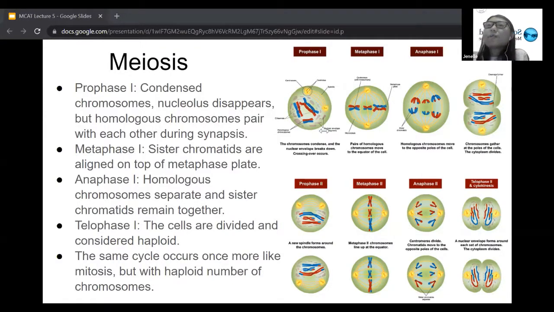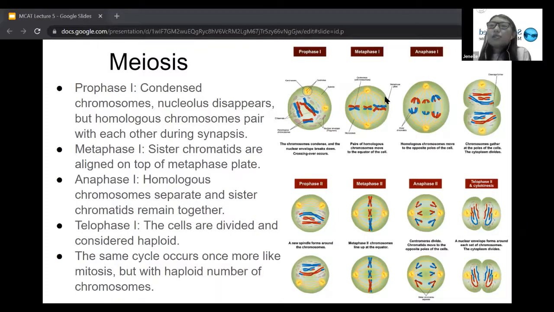And then following prophase 1, we have metaphase 1, which also looks similar to metaphase of mitosis, except that the tetrads, as you can see in this diagram, are aligned on top of the metaphase plate as opposed to the sister chromatids being directly on that line. Also, in the other diagram it was vertical, and in meiosis here, the first one is horizontal for metaphase 1.